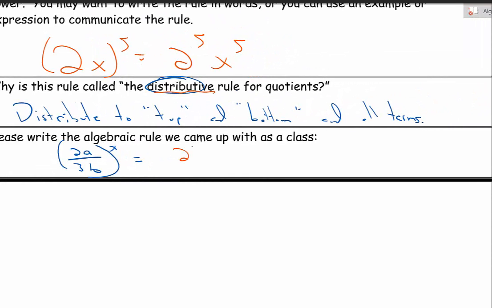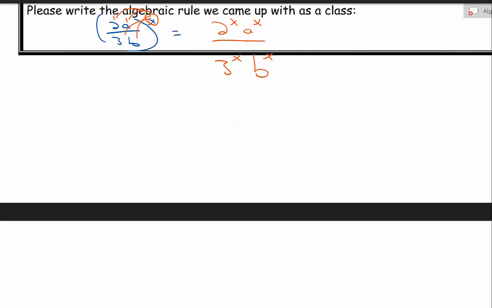So this is 2 to the x, a to the x, over 3 to the x, b to the x. So this x power goes to every single thing in here. Regardless if it has a power already or not, we would just multiply that. Right now its invisible power is 1. So this is where things will start to get a little bit hairy, but we're going to do enough practice the rest of this week to get it down.